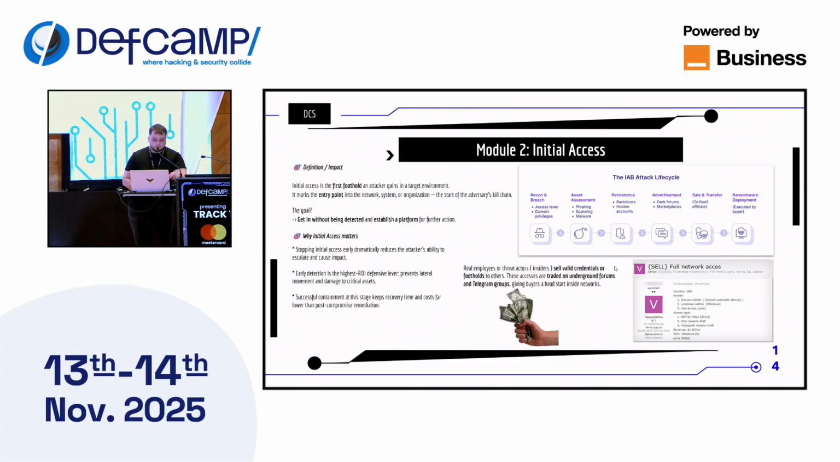And why the initial access matters is because if we stop it early, it dramatically reduces the attacker's ability to escalate and cause impact. So these are the initial access brokers, but there are 2 types of, let's say, brokers. We have initial access brokers, and we have initial access providers, which can even be your employees.